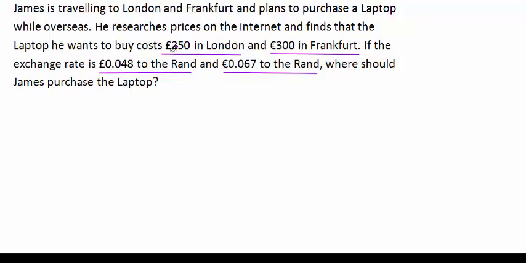So you want to compare 250 pounds. This is the symbol for pounds they use in Great Britain, the UK. 250 pounds on one side needs to be compared with 300 euros on the other side. And to do that comparison, we need to convert both of these to the South African rand, because that acts as a bridge between the pounds and the euros in this particular problem.